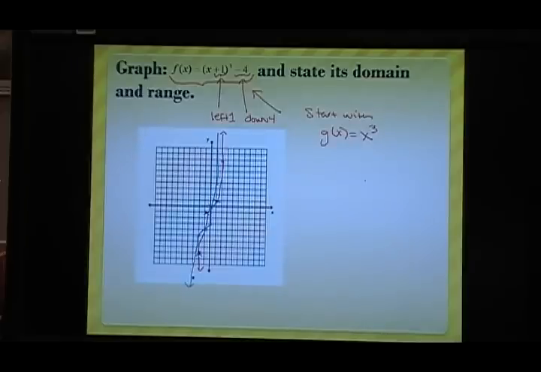I apologize. It should look more like that, but I'm trying to get all those points. So here we have the graph of f. And so the domain, as you can see, regardless of the cubic function, is always going to be -infinity to infinity, as is the range.